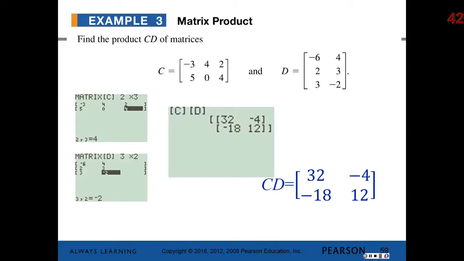Why not? What is D? 3 by 2. And the other one's 2 by 3. So yes, you could. Would the resulting matrix be the same size? What would it be? 3 by 3 rather than 2 by 2. Okay? So you can turn them around, although not necessarily always. Just because C times D is defined doesn't mean D times C is defined. And even if it is defined, it's not necessarily going to be equal. Okay?